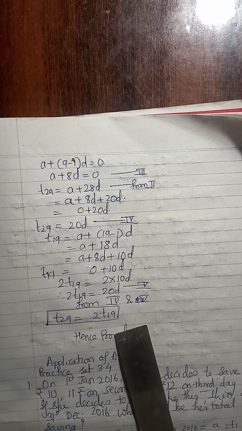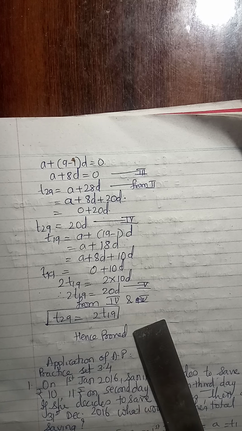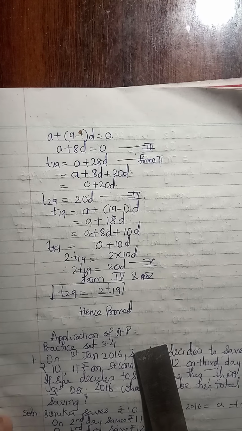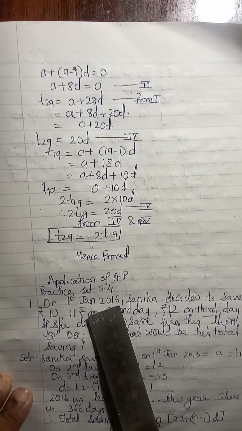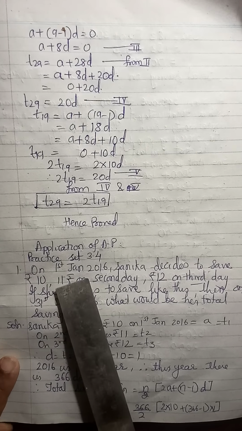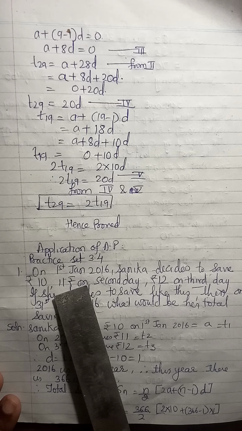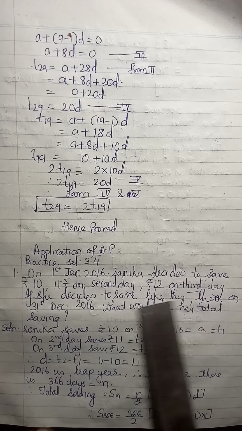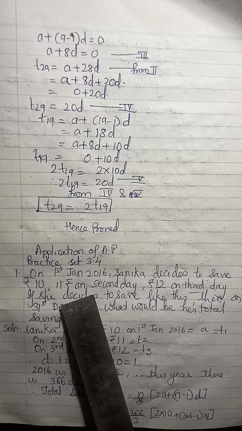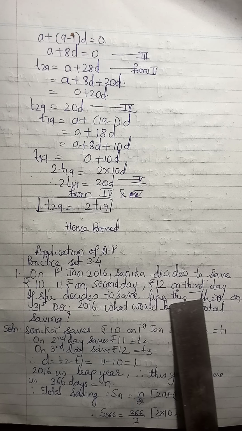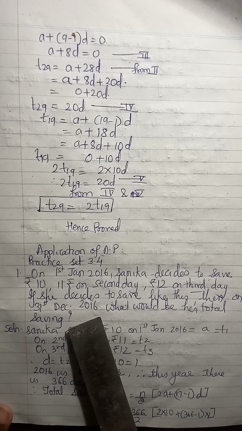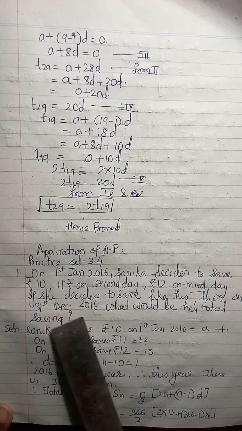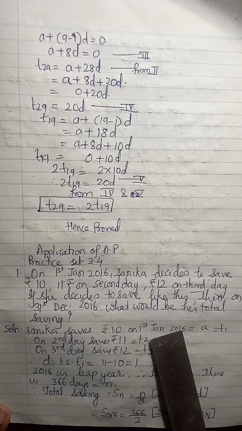We'll move to the next exercise, or next practice set, which is the application of arithmetic progression. That is practice set 3.4. On 1st of January 2016, Sanika decides to save rupees 10, 11 rupees on the second day, 12 rupees on the third day, and so on. If she decides to save like this, then on 31st December 2016, what would be her total saving?